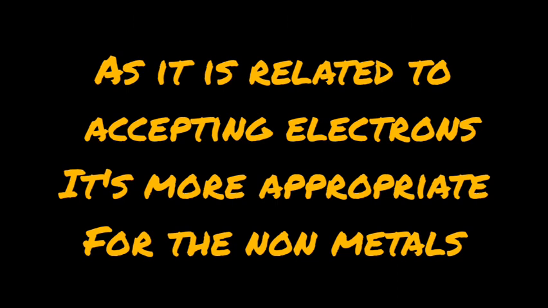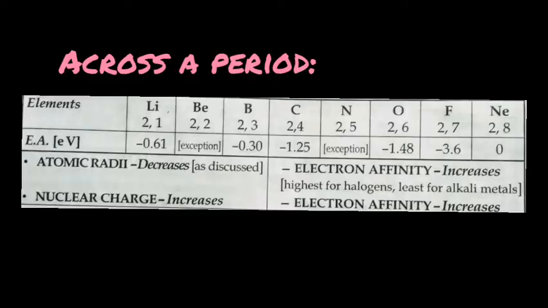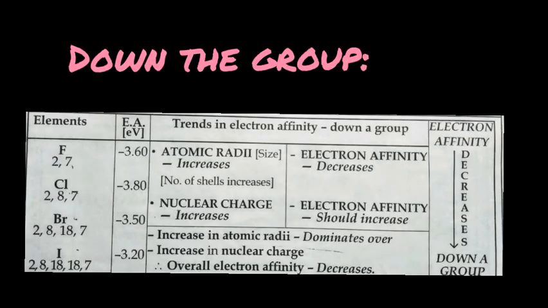Basically, the electron affinity value indicates how tightly an additional electron is bound to an atom. So, across the period, electron affinity increases due to the increase in the nuclear charge, as more electrons would be added if the proton number is increased. Down the group, it decreases as the increase in the atomic size predominates the nuclear charge. And noble gases have zero electron affinity, as they have no tendency to accept electrons further.